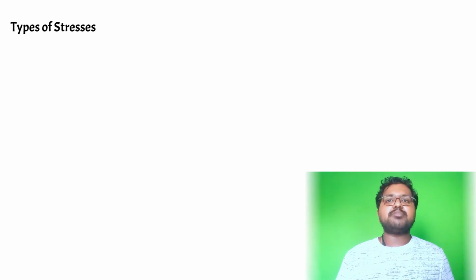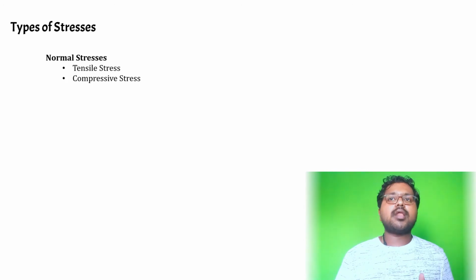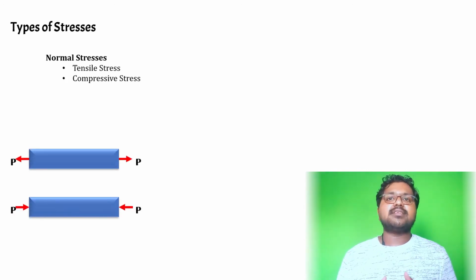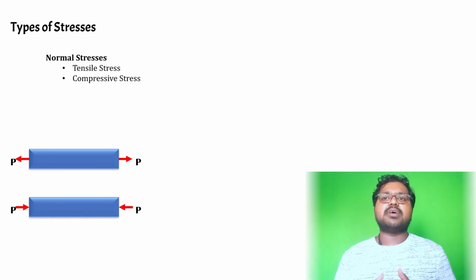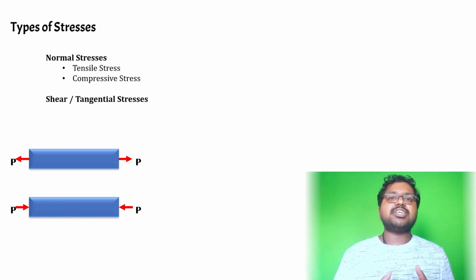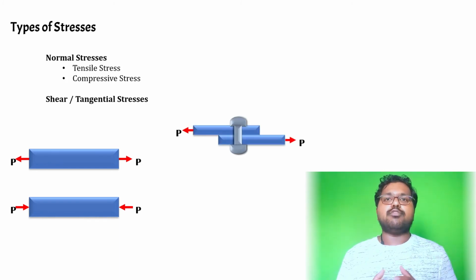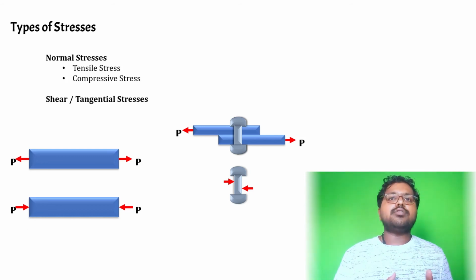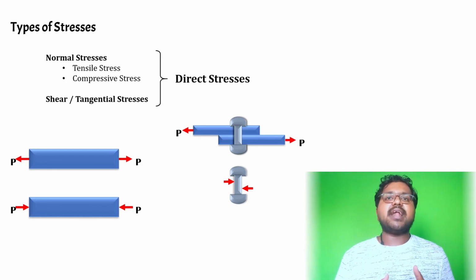If we see the different types of stresses, first we have normal stresses like tensile stress or compressive stress, where the member is subjected to either simple tension as in a tie or simple compression like a strut. And also shear stress or tangential stress, where the cross section of the member is subjected to tangential forces like the rivet connection which is shown here, where the tangential stresses are acting on the cross section of the rivet. These two types of stresses are considered as direct stresses.